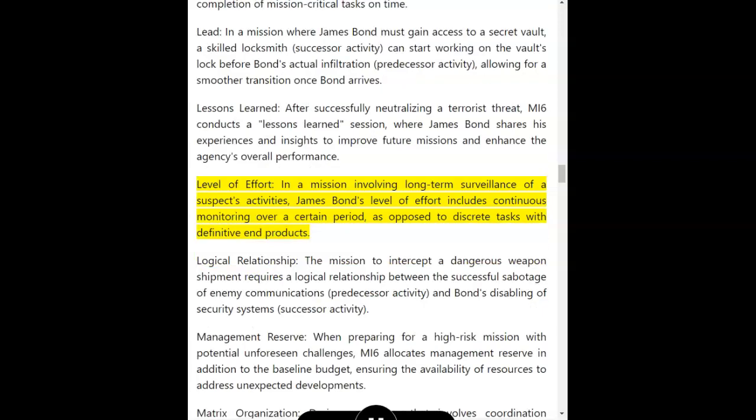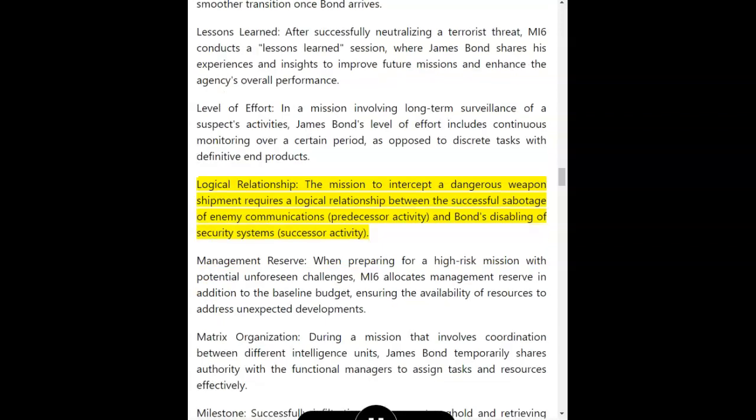Level of effort. In a mission involving long-term surveillance of a suspect's activities, James Bond's level of effort includes continuous monitoring over a certain period, as opposed to discrete tasks with definitive end products. Logical relationship. The mission to intercept a dangerous weapon shipment requires a logical relationship between the successful sabotage of enemy communications, predecessor activity, and Bond's disabling of security systems, successor activity.